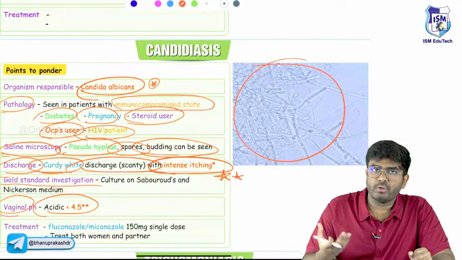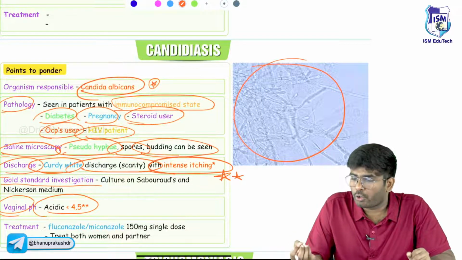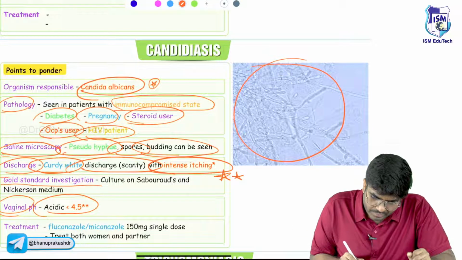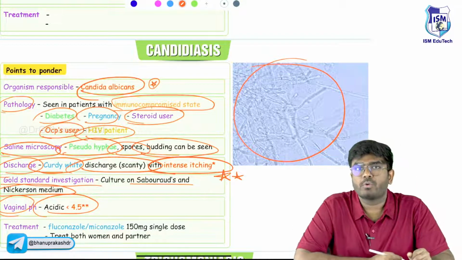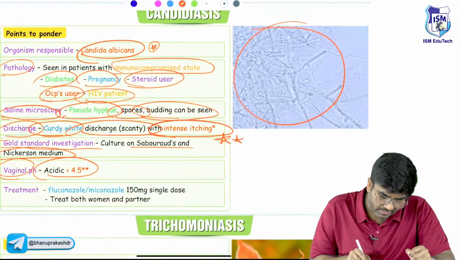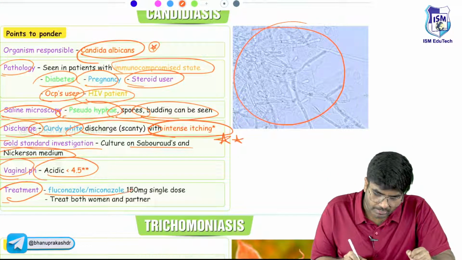Okay, so what is the gold standard investigation? Is the culture, like you are taking the discharge and you are growing this fungus on Sabouraud's and Nickerson's medium. So growing this fungus is the gold standard. And what is the treatment? So antifungals like fluconazole and miconazole.